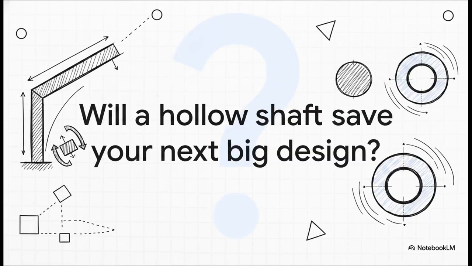Wow, we have covered a massive amount of ground today, haven't we? From the basic bending of a simple beam all the way to calculating incredibly complex, simultaneous mechanical stresses. So I want to leave you with this one question to ponder. Will a hollow shaft save your next big design? Now that you actually understand how stress is distributed and exactly how to calculate combined equivalent moments, I really challenge you to look at the machines around you a bit differently. Think about how you can apply these exact math concepts to strip away useless weight, all while maintaining absolute peak structural integrity.